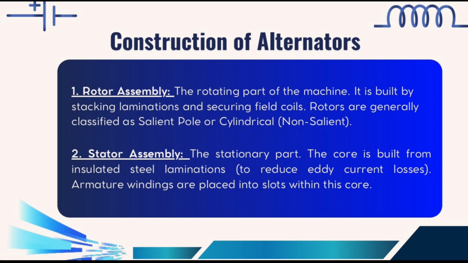So, the rotor assembly is the rotating part of the machine that produces a magnetic field. It is made of laminated steel and field coils, and it can be either a salient pole rotor or a cylindrical, non-salient rotor. And the stator assembly is the stationary part of the machine where electrical energy is generated. It is made of insulated steel laminations to reduce energy loss, and it contains the armature windings placed in slots.